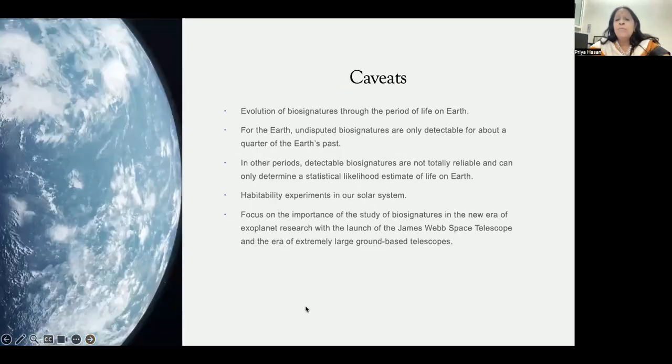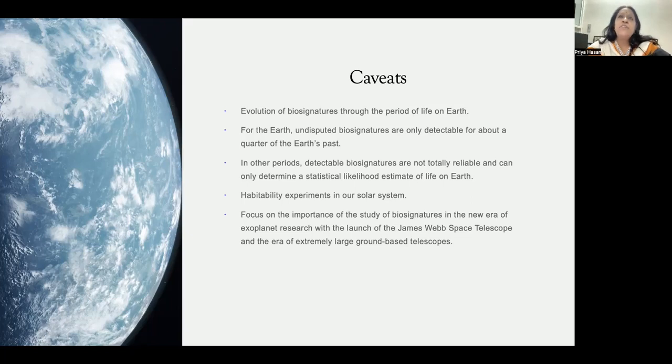So the issue about biosignatures is not very simple because, like I'll show you in a short while from now, through the life of the Earth itself, there has been an evolution of biosignatures, right? And that's basically because there have been climatic variations, vegetation variations, various variations which have been there in the Earth itself for these 4.5 billion years of the Earth.